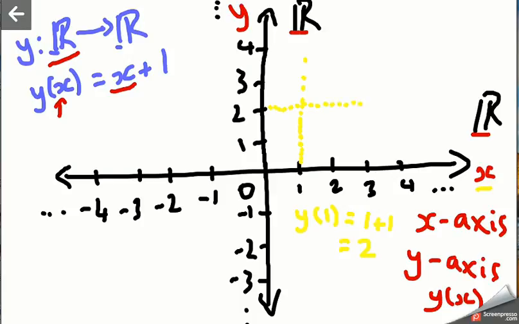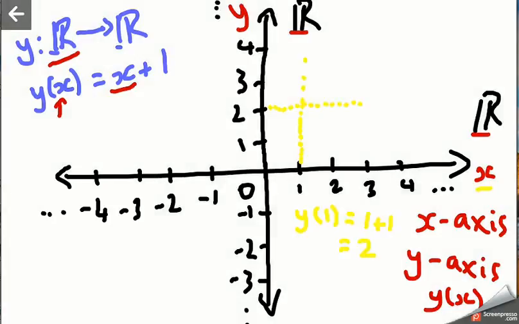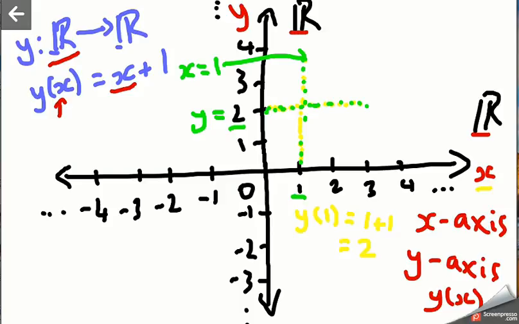This is the line, by the way, use a different color. This yellow line here, this is the line x equals 1. Along this line, x is equal to 1 everywhere. Our input x is equal to 1. This line here is the line y equals 2, because everywhere on this line, our y value is equal to 2.